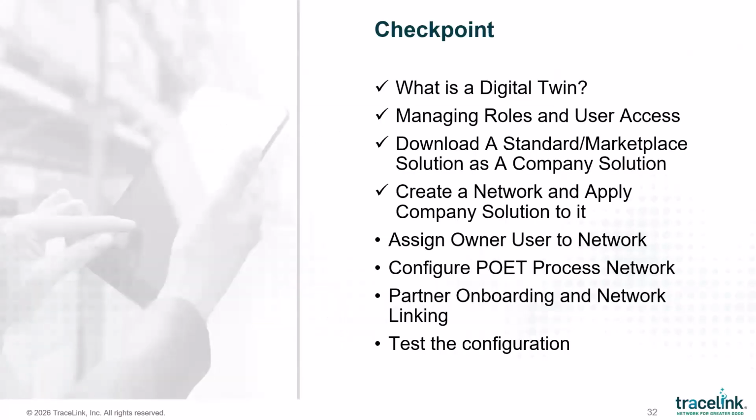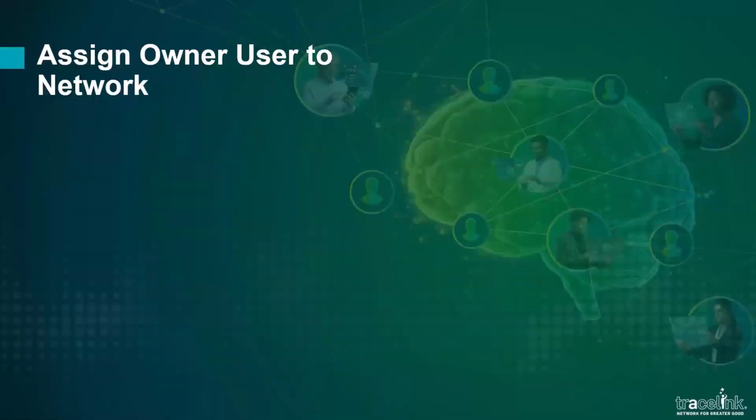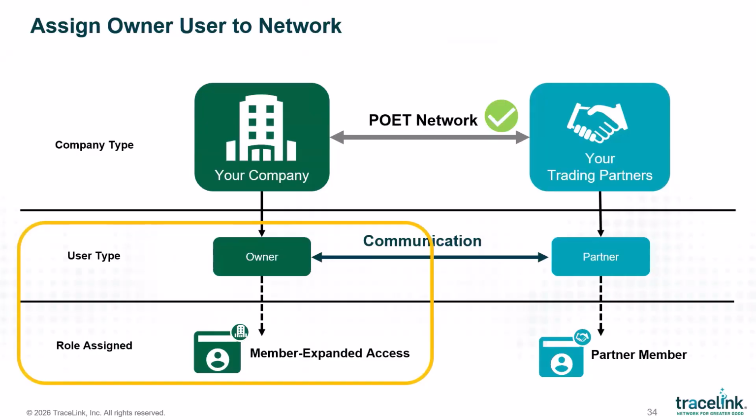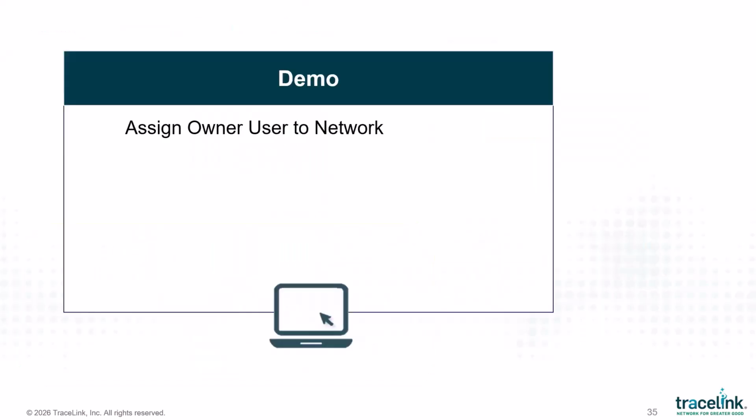Now, how to assign an owner user to the network. Now that we have created a network and applied the company solution to it, let's assign the owner user and their roles to the network. It's understood by now that the owner user should have member expanded access role, whereas the partner user should have the partner member role. In this demo, I'm going to assign the owner user to the network.